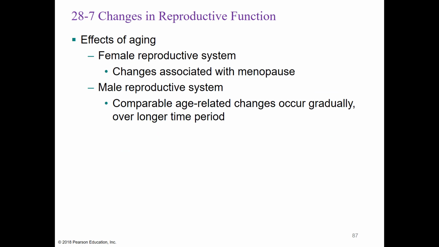The effects of aging in the reproductive system. In the female reproductive system, there are the changes associated with menopause, and in the male reproductive system, there is a comparable age-related change that occurs gradually over a longer period of time, sometimes referred to as the male climacteric.